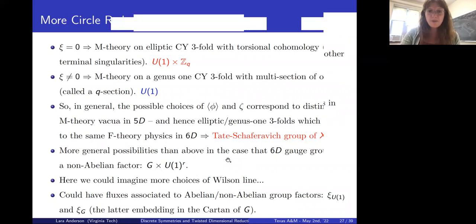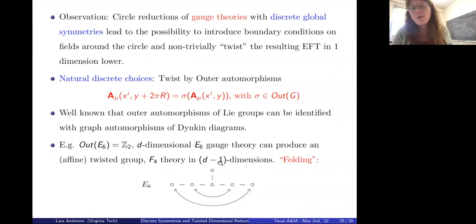So for my last couple of minutes, let me try and talk about the new stuff, which is about to appear. This is what happens when you have non-abelian gauge symmetries in this context. So circle reductions of gauge theories, just thinking about field theory for a moment, not coupled to supergravity, not considering string theory for a moment. If you're just doing circle reductions of gauge theories, of course, discrete global symmetries lead to the possibilities to introduce interesting boundary conditions around that circle and non-trivially twist the resulting effective field theory in a dimension lower. This has been well studied in the field theory and gauge theory literature for some time.